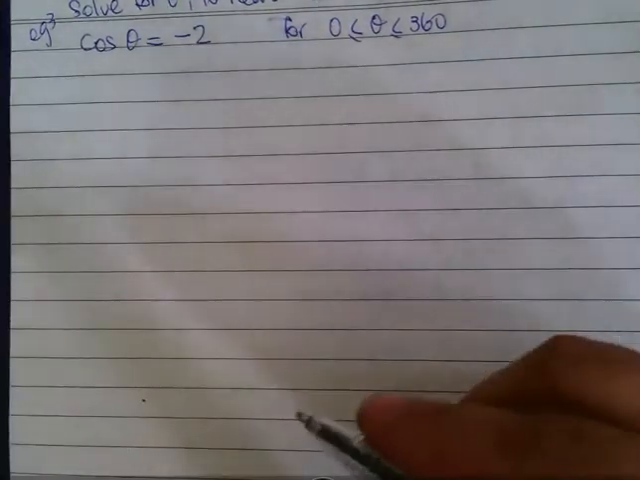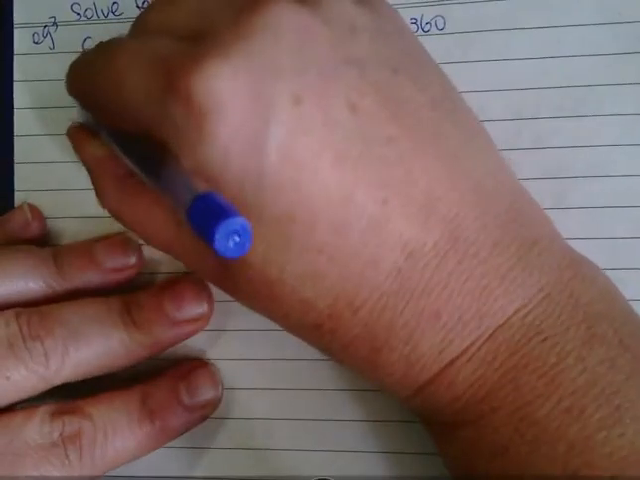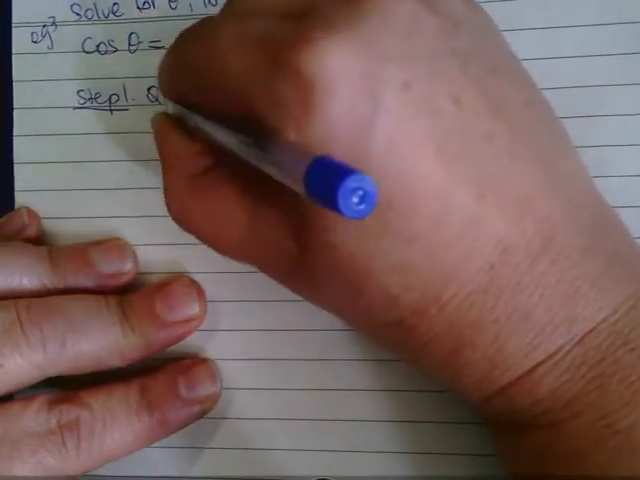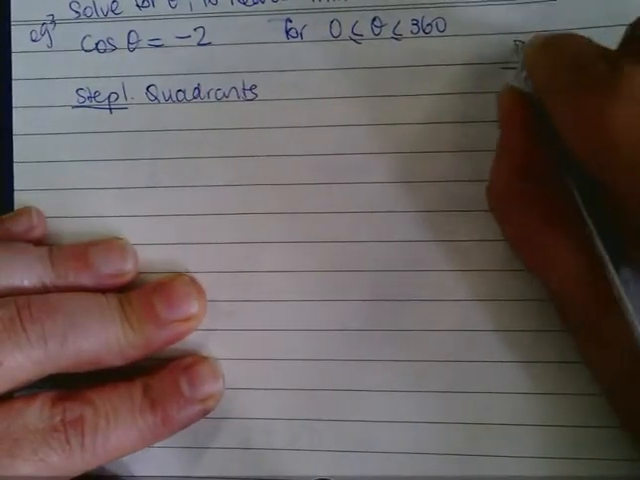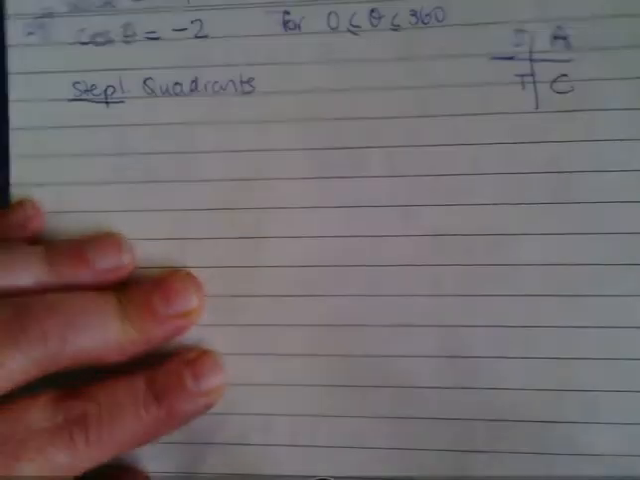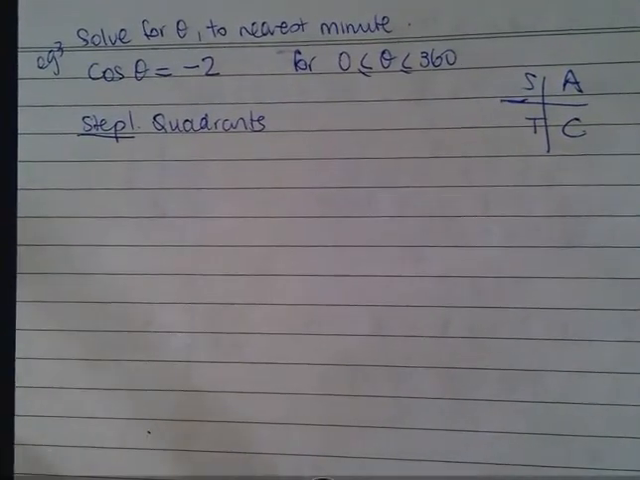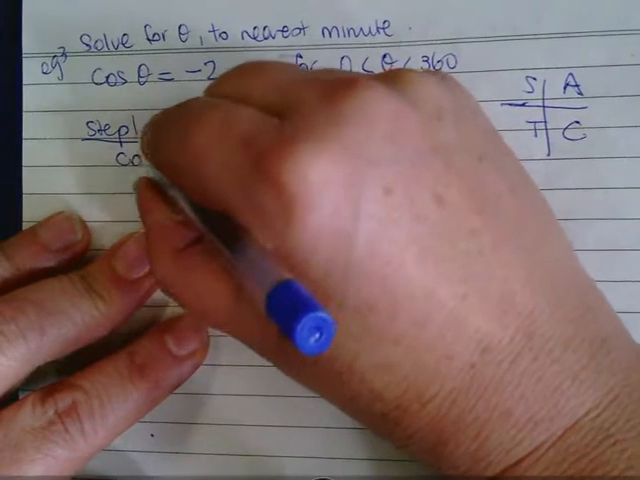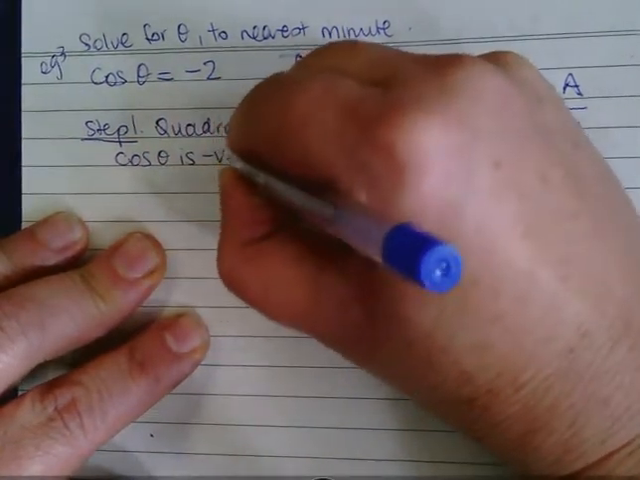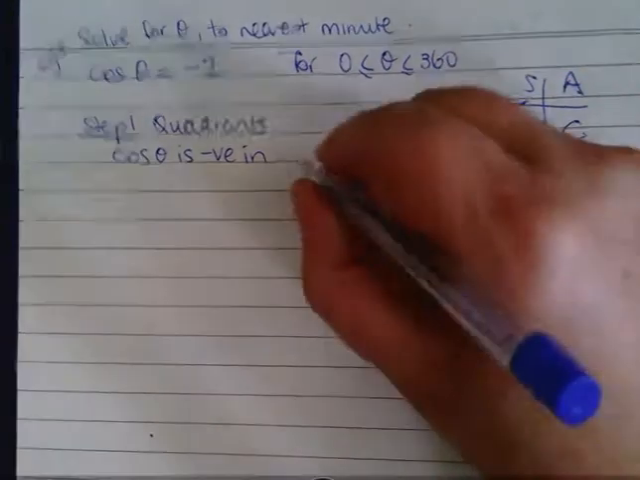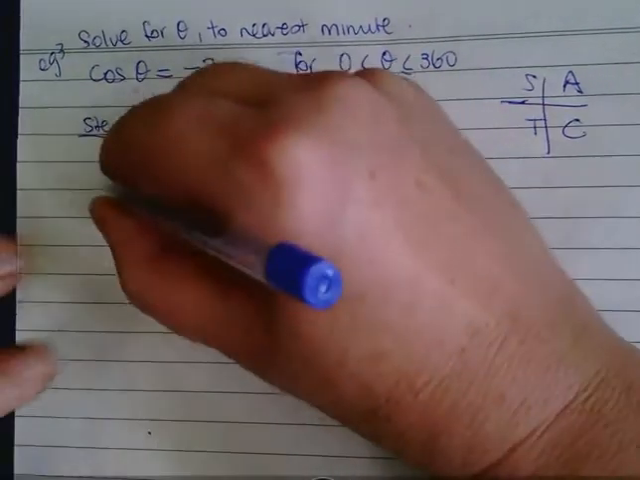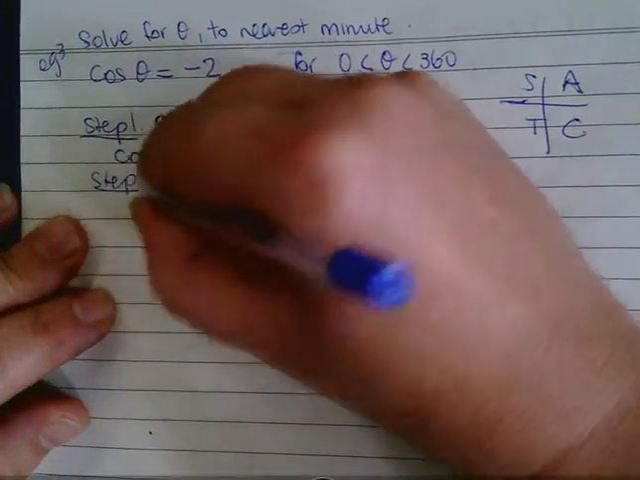All right, remember the 3 steps. Step 1, quadrants. I don't mind, you can draw everything you need, all stations to central, whatever you want. All right, what do we got? Cos theta is positive or negative? Cos theta is negative. Where? Well, good. Step 2 is the acute angle.